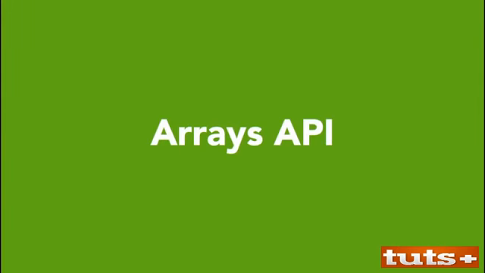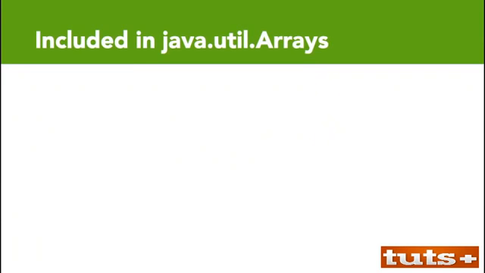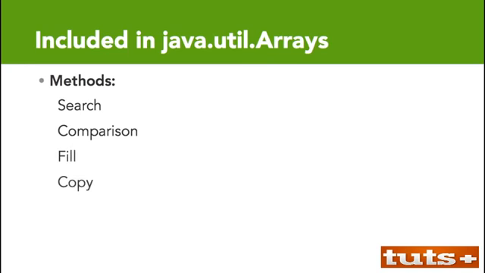Now that we've done a quick review of arrays, let's talk about the Arrays API that's included in the Java JDK. The Arrays API can be used if you include the java.util.Arrays at the top of your program. It contains many useful array methods. Some of the methods include search methods, comparison methods, fill methods, copy methods, and sort methods. Let's take a look at a program that uses some of these.